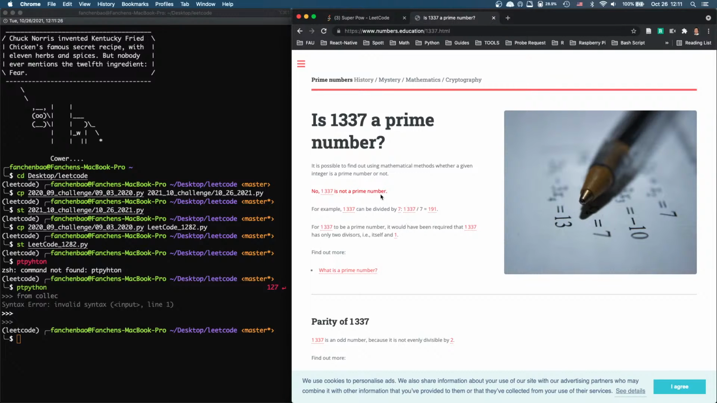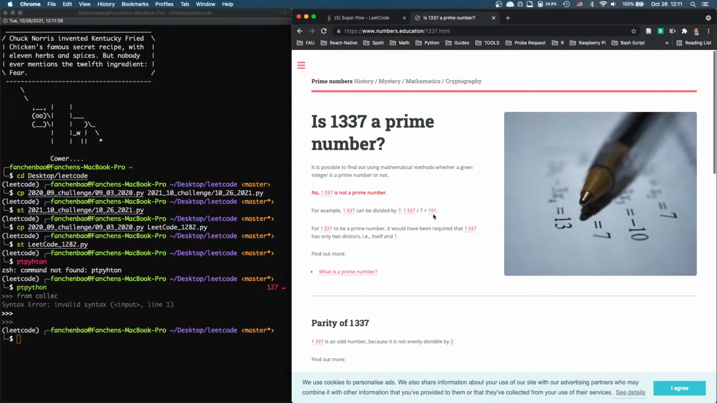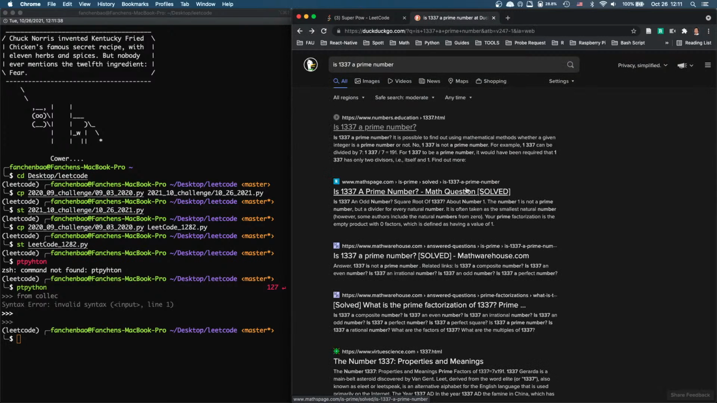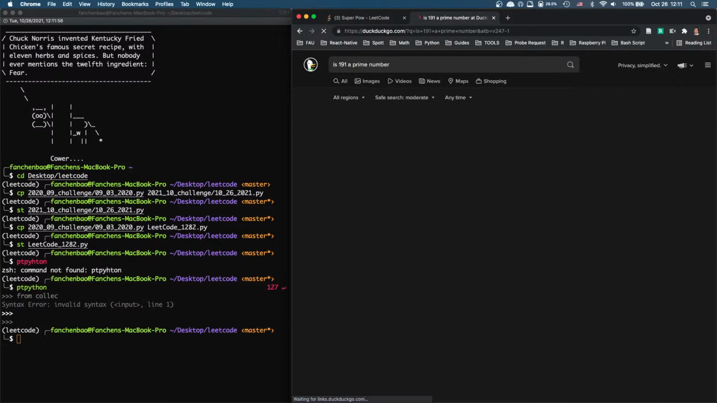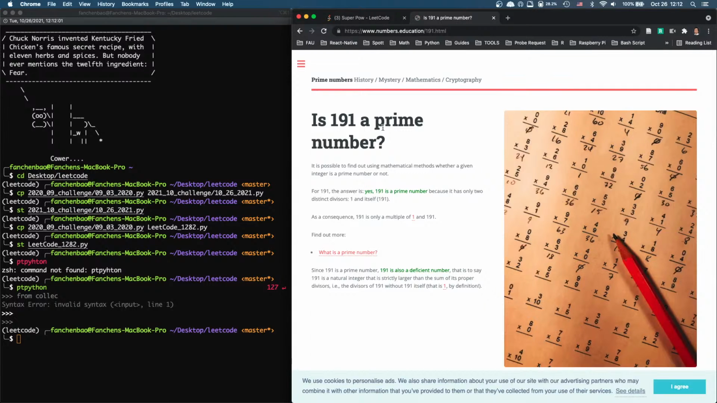No, it is not. It's divided by 7 and 191. Okay, wait, really? That's not even a prime number? That's a weird question, 1337. No, divided by 7 and 1. Is 191 a prime number? Yes, 191 is a prime number.